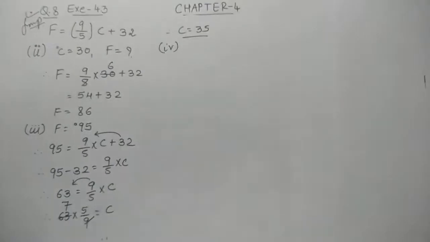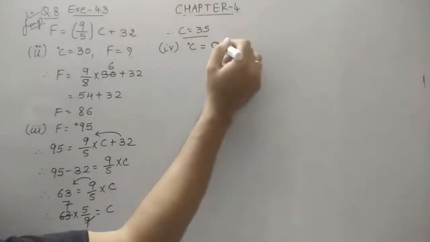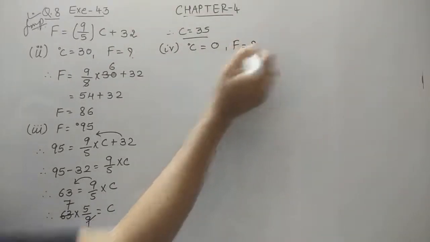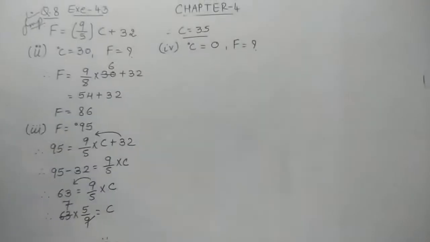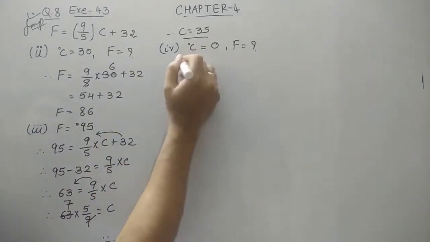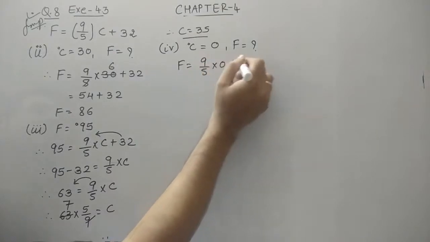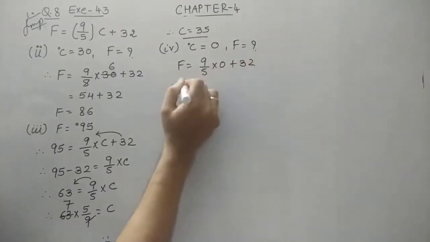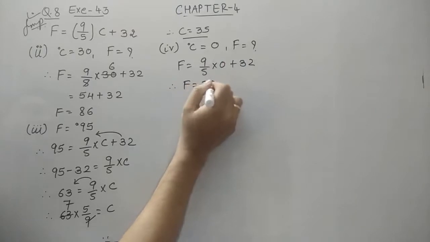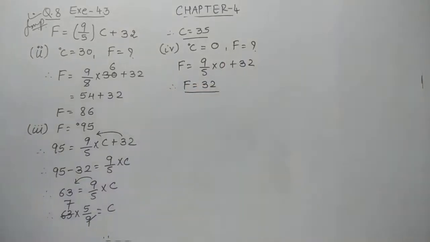It is said that if the temperature is 0 degree Celsius, then what is the Fahrenheit? Degree Celsius is 0, then we have to find out the Fahrenheit. So simply, we have already seen in the graph also. Let's see the same thing here. 9 upon 5 into 0 plus 32. 0 multiplied with any number is always 0. So we can say F is 32 degree Fahrenheit.